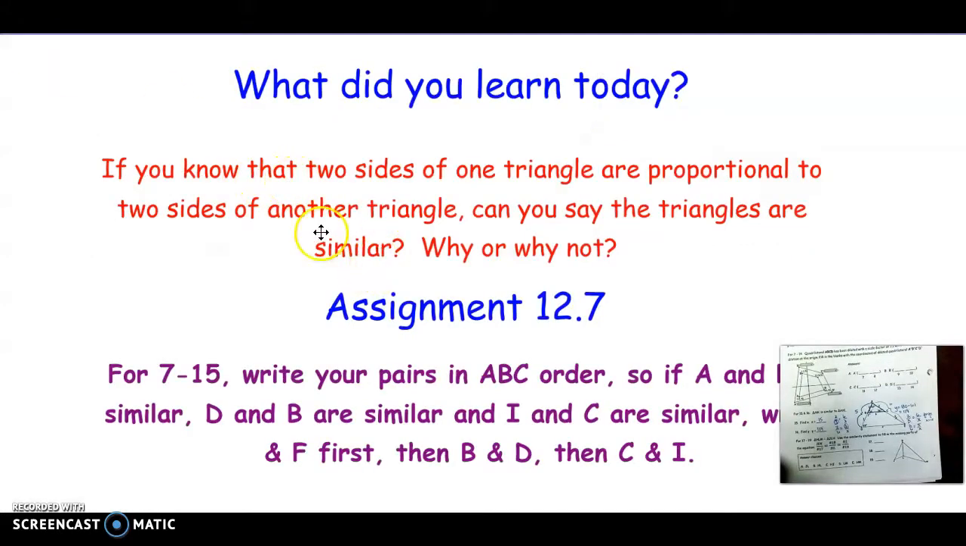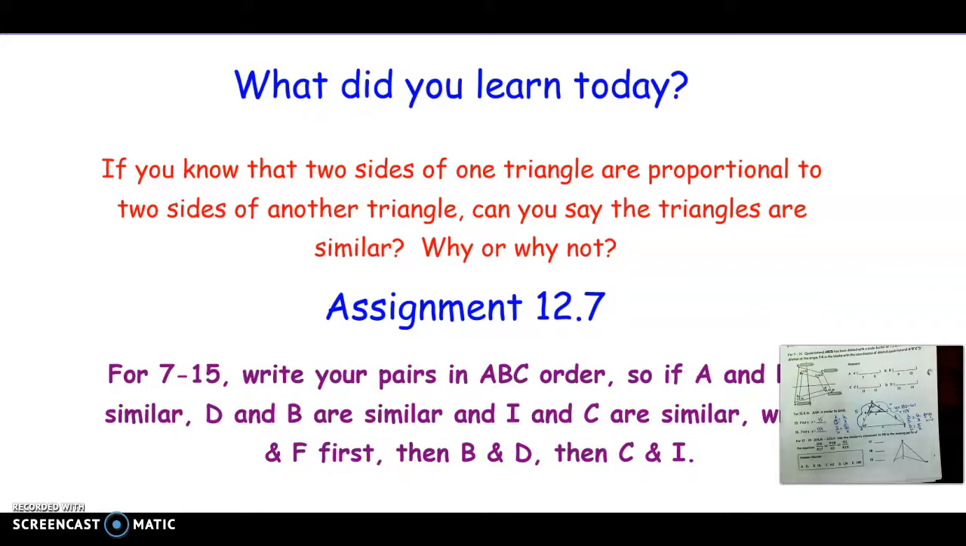So remember, if we know that two sides of one triangle are proportional to two sides of another, is that enough to say the triangles are similar? Is two sides enough? Do we have a shortcut called SS similarity? No, we do not. We either have to know the included angle is congruent to the included angle of the other, or we also have to have the third pair of sides being proportional. So SS is not a shortcut. We have SSS and SAS and AA.